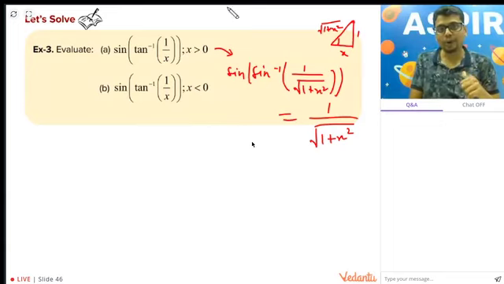Now, what about this? X is less than 0, right? So one way of doing this is this.